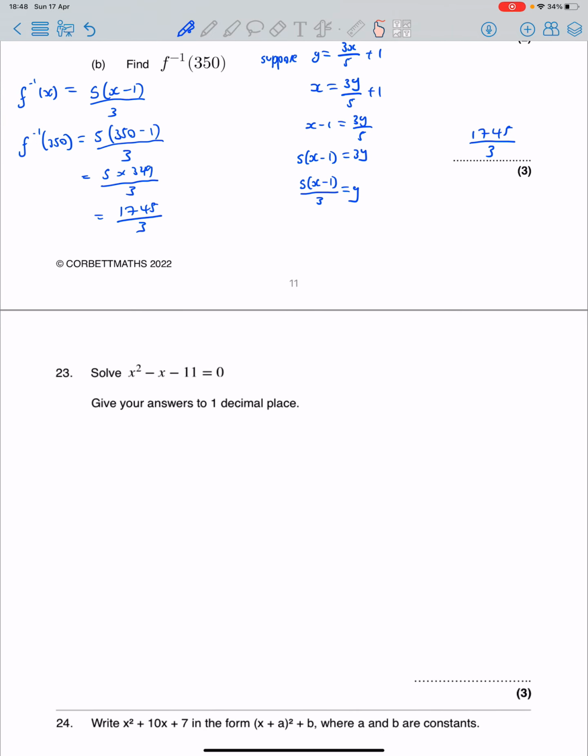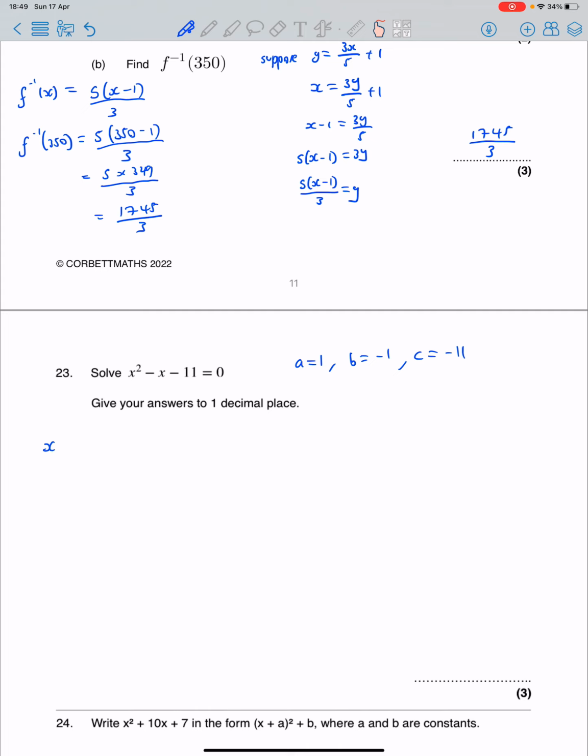Next, we want to solve x squared minus x minus 11 equals 0. I'm just going to go quadratic formula with this one. So they're saying give the answers to one decimal place. So a is equal to the coefficient of x squared, which is 1. b equals the coefficient of x, which is minus 1. And then c is the rest of it, which in this case is minus 11.